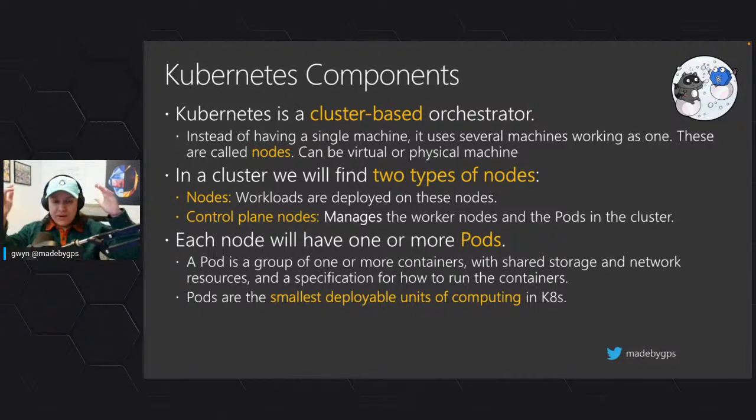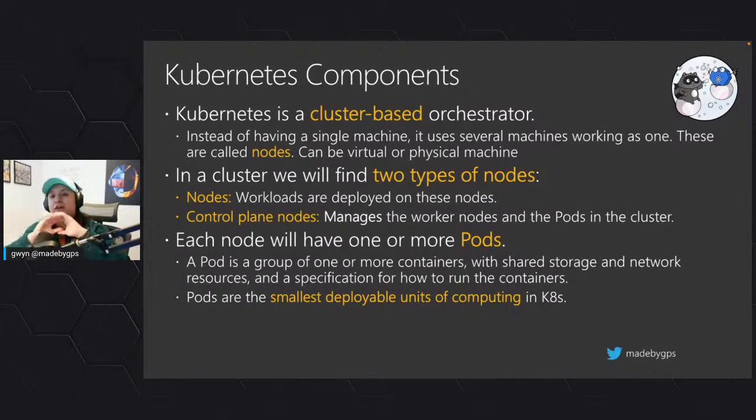Okay, so we've got our Kubernetes cluster, the high-level overview, and then we've stepped into it. We have nodes, and we know we have two types of nodes. And so what do we have inside of these nodes? Good question. Each node will have one or more pods. A pod is a group of one or more containers, with shared storage and network resources and a specification for how to run the containers. Pods are also the smallest deployable units of computing in Kubernetes. There's nothing more granular than the pod. You can't deploy anything smaller than that.